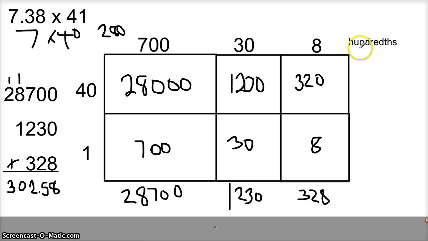I can also tell where my decimal goes because I multiplied hundredths and I know that I have to have a digit in the hundreds column, so that would be where that decimal would have to go. So let's do that using the standard algorithm also.